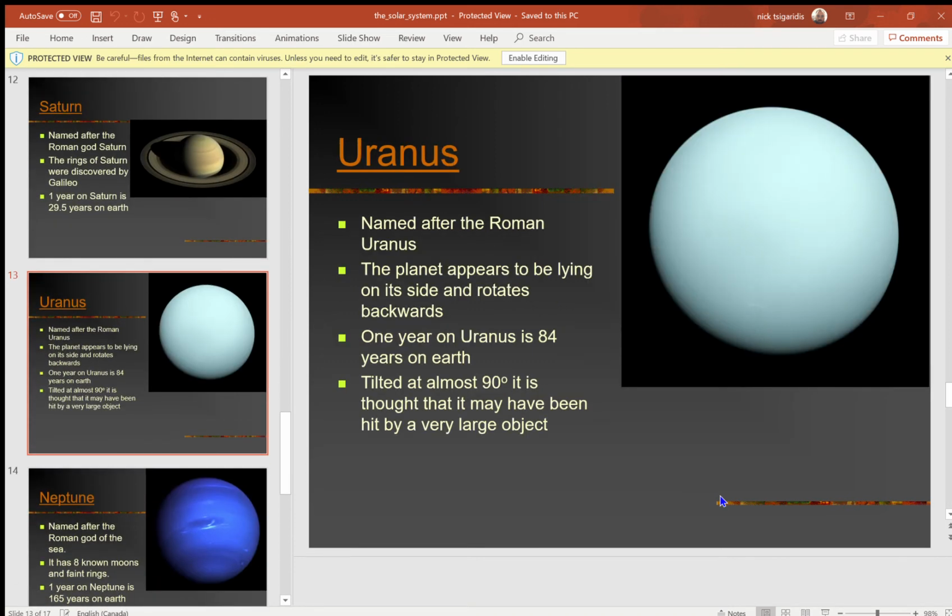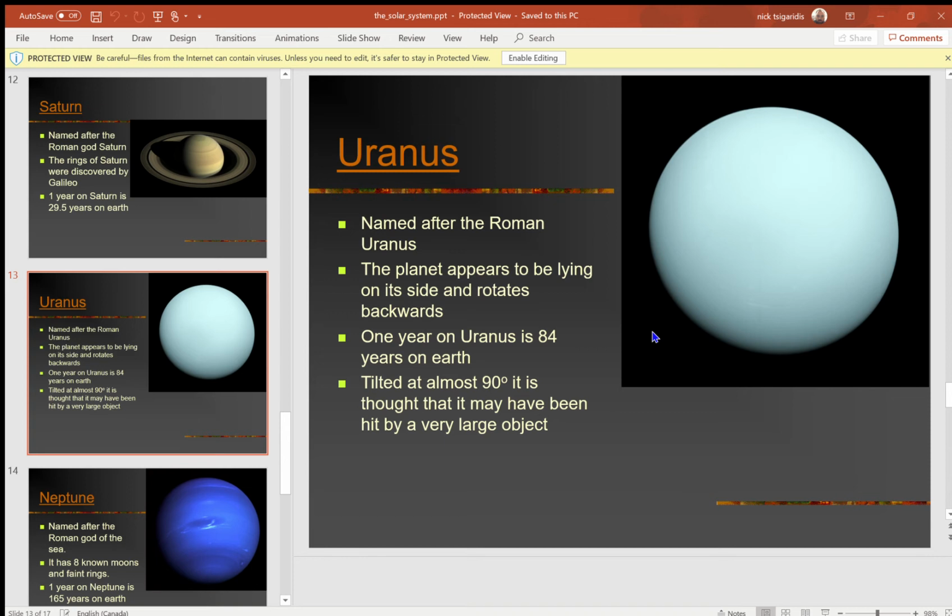Of course, the next one is Uranus. This is named after, of course, the Roman god Uranus. The planet appears to be lying on its side. In fact, when you look at most planets, let's say this was Earth, it would rotate in this direction all the way around. With regards to Uranus, it's rotating in this direction, so up and down. And they actually think that that happened because it must have hit something very large and absorbed it a long, long time ago.